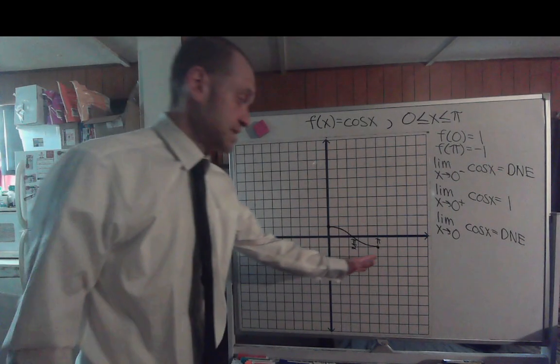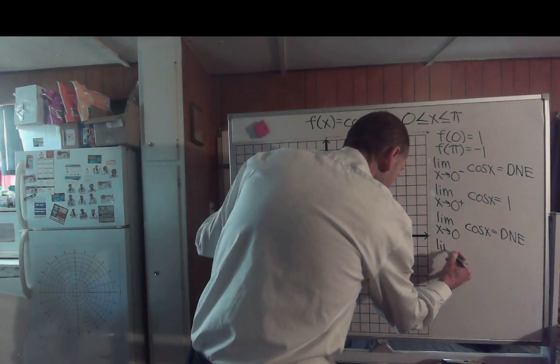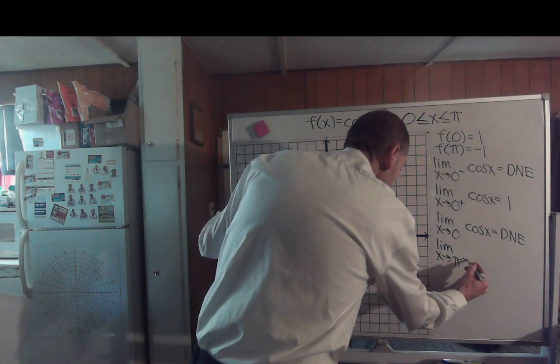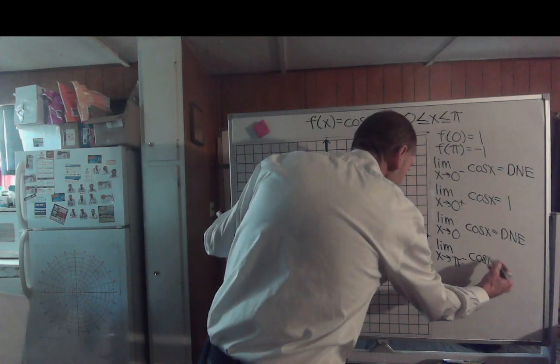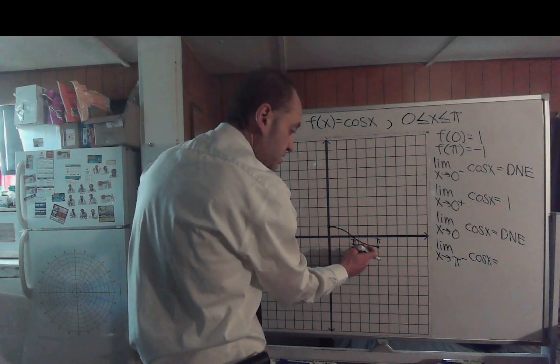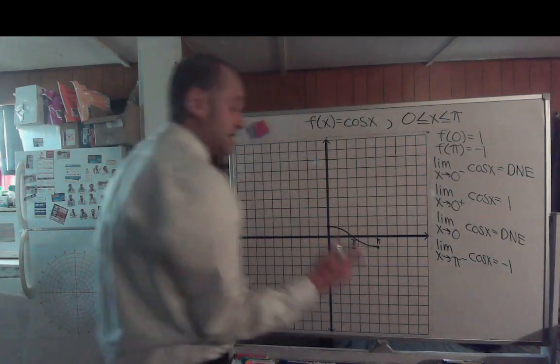Then, of course, let's look at the other endpoint, pi. The limit as x approaches pi from the left of cosine of x, trace along the graph here, you get to a y value of -1. So the limit as x approaches pi from the left in this case is -1.